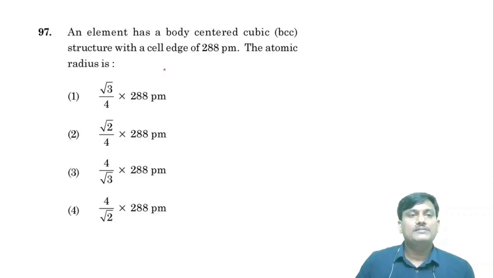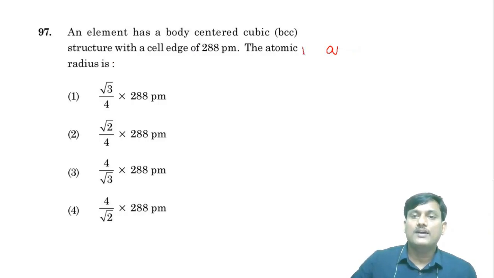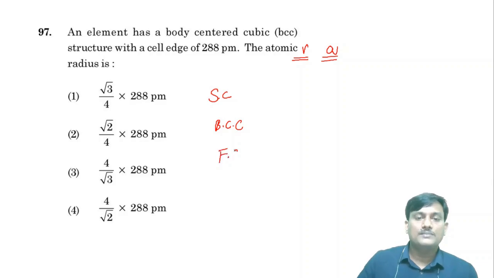Question number 97. An element has a body-centered cubic structure with a cell edge of 288 picometer. The atomic radius is. You have to relate the edge length, that is a, and the atomic radius, that is r. What is the relation between atomic radius and edge length? Suppose you take simple cubic, body-centered cubic, and face-centered cubic, you can easily remember these relations by a simple trick.